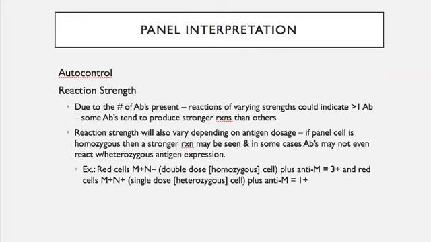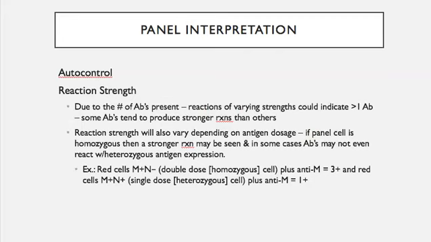Okay, so some guidelines for interpretation of your panel. Your auto control: is it negative or positive? If it's negative, that indicates an alloantibody. If it's positive, that indicates an autoantibody, potentially some type of drug interaction. It could be a delayed transfusion reaction where transfused cells are sensitized with antibody.